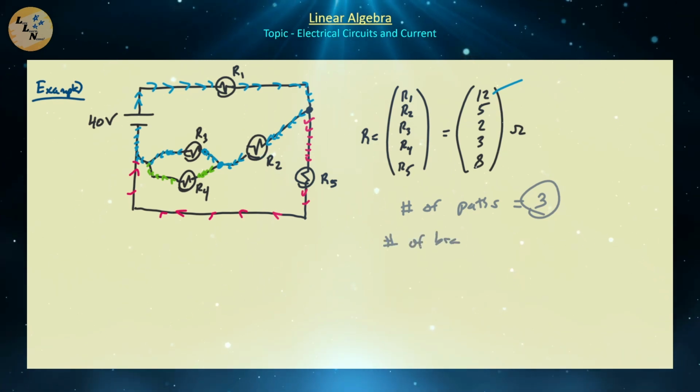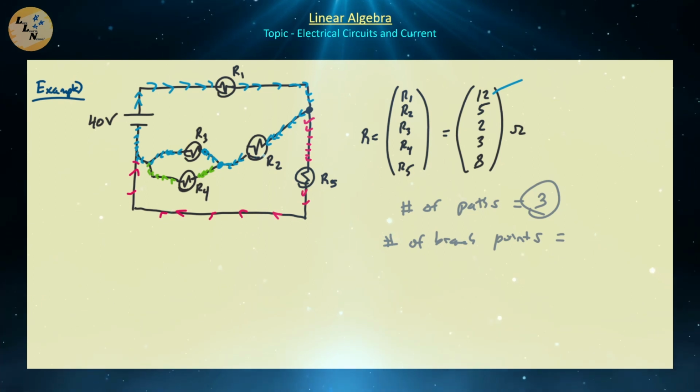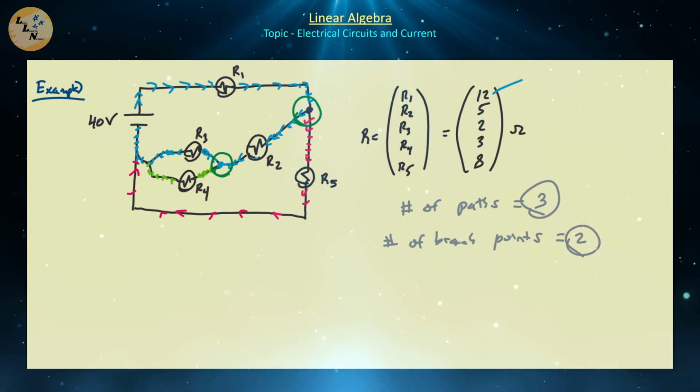And the number of branch points for which I partition my current is going to be how many? We're partitioning there, so there's 1 branch point, and then we're partitioning here, that's another branch point. So there are going to be 2 branch points.